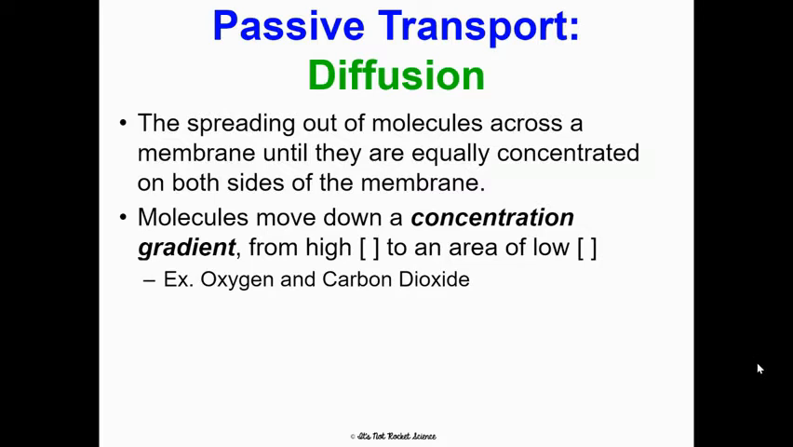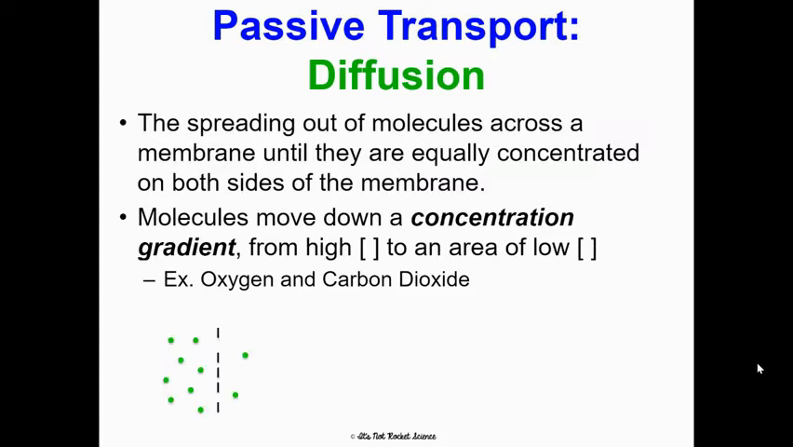Examples of some molecules that move through passive transport would be oxygen and carbon dioxide, because your cells need oxygen, and then carbon dioxide is the waste product, so they want it to be able to freely get out.